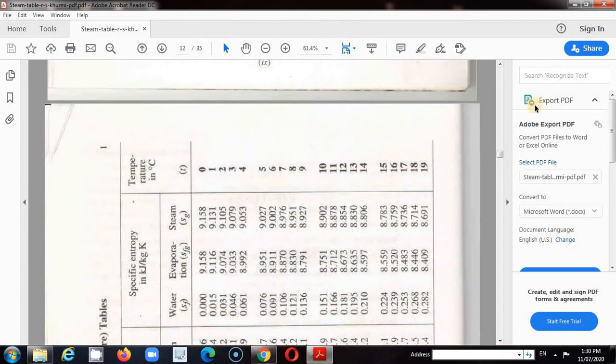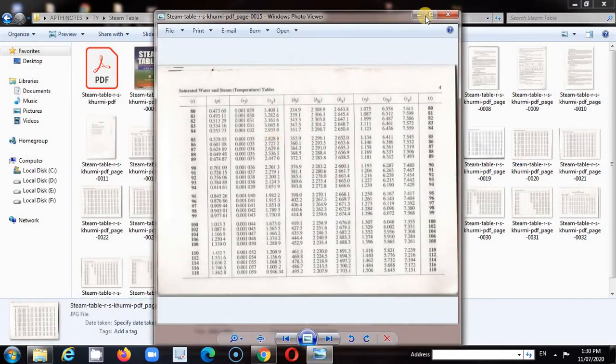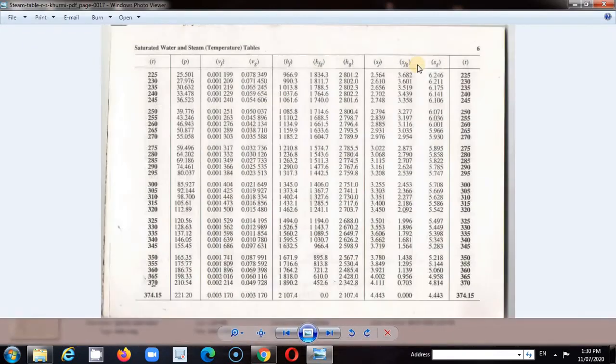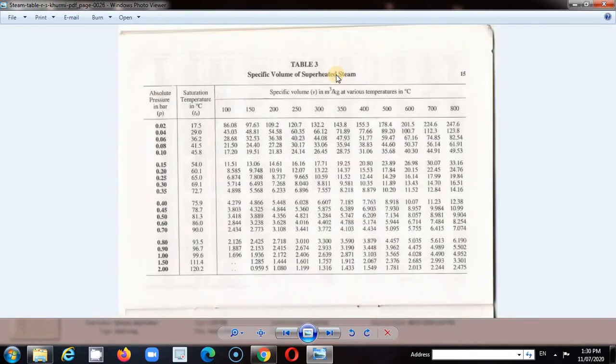So now students, here you will get an idea about how to calculate the values of enthalpy as well as entropy for superheated steam. This is table number 3, which is related to the specific volume of superheated steam. The first column is absolute pressure, the second is saturation temperature, and the third is the specific volumes, in meter cube per kg, at various temperatures in degrees centigrade.